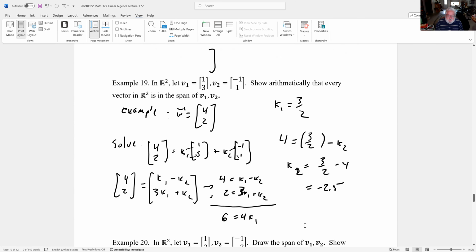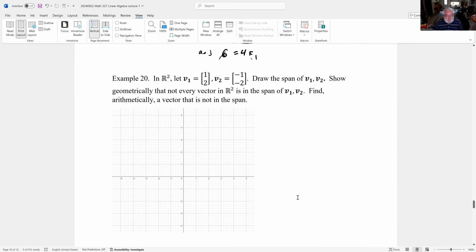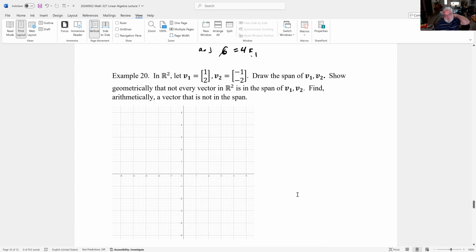If we did any vector, that would mean replacing the 4 and the 2 by an A and a B, right? And this becomes an A and a B, an A and a B. And then this becomes an A and a B, so that this becomes A plus B. And you can solve for K1. And once you know K1, you can solve for K2. So no matter what two components you choose, anywhere in the plane, you can always find a K1 and K2. So not every vector in R2 is in the span of V1 and V2, though.